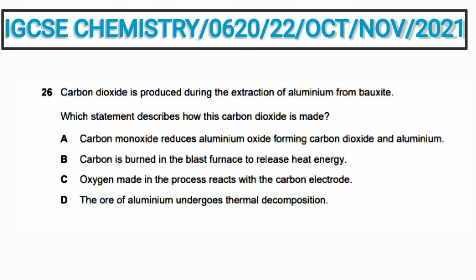Question 26. Carbon dioxide is produced during extraction of aluminium from bauxite. Which statement describes how this carbon dioxide is made? Statement A. Carbon monoxide reduces aluminium oxide forming carbon dioxide and aluminium. This is a wrong statement. B. Carbon is burned in blast furnace to release heat energy. Again a wrong statement.